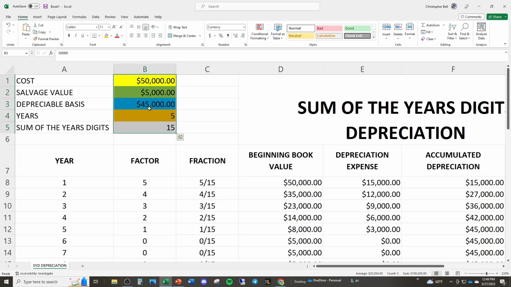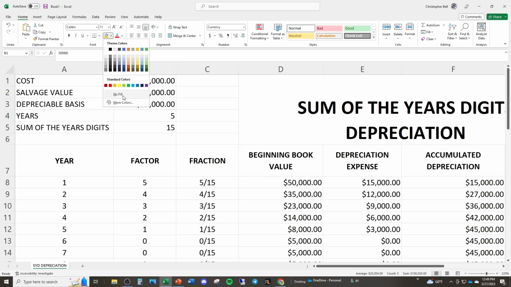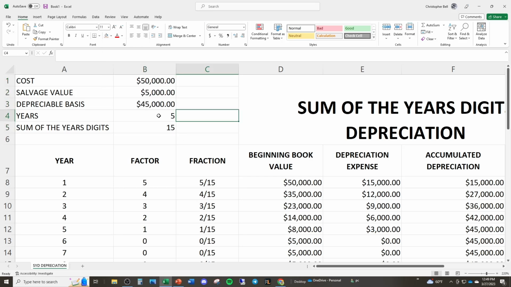Now, the first thing that trips people up is, well, what is the sum of the years digits? Very simply, you take whatever number your useful life is, 5 years, and you add up all the numbers minus 1 for each year down to 1. Now, if that doesn't make any sense, here's an example right here. 5 years, we start with 5, and then we add 4, and then we add 3, and then we add 2, and then we add 1.